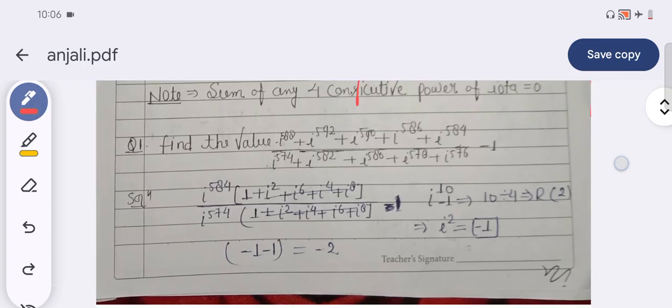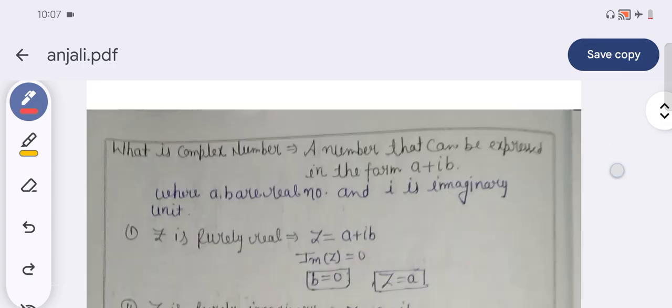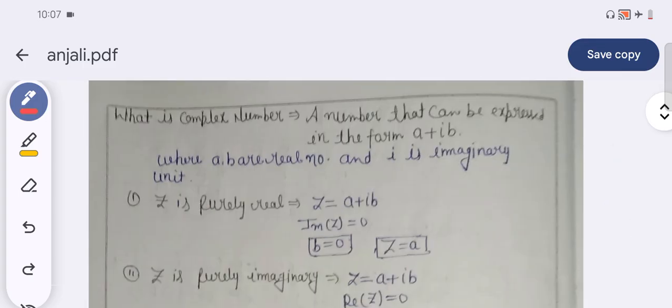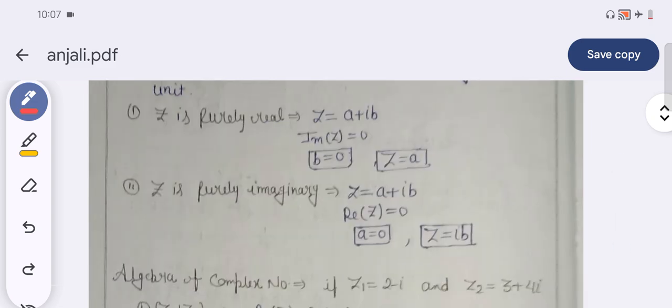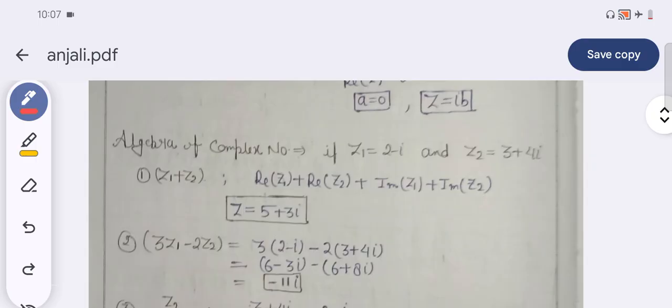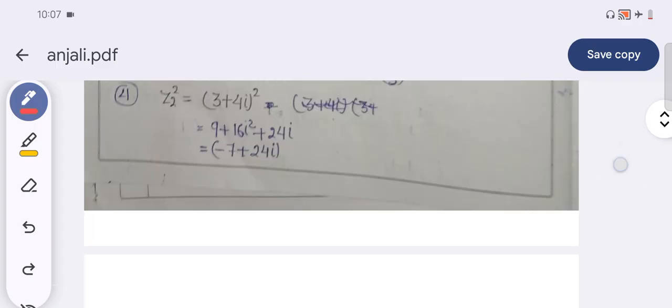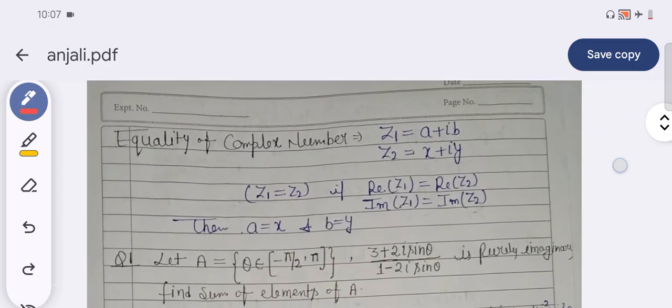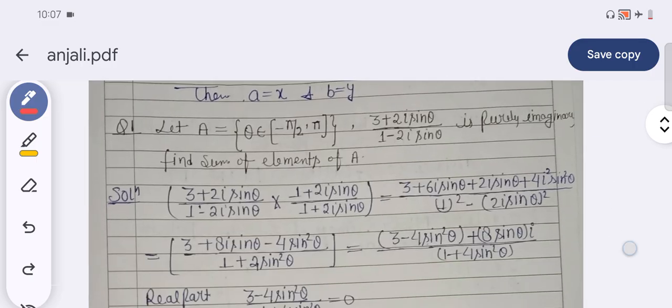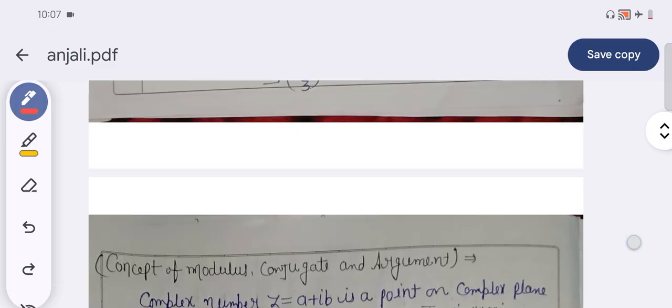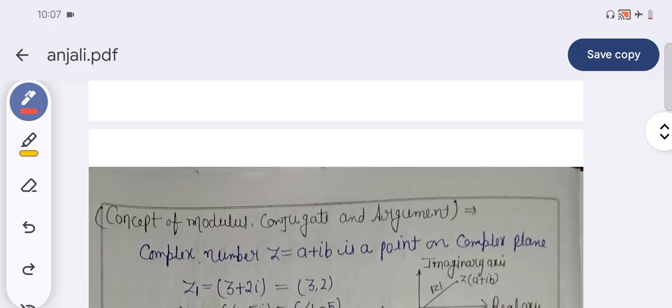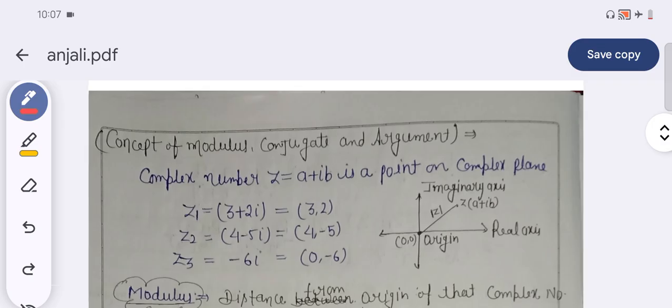It is clear. Then we studied what a complex number is, what is purely real and purely imaginary, and the algebra of complex numbers: when we add, subtract, or multiply two complex numbers, what our answer is. Then the equality of complex numbers. Next, we studied the concept of modulus and conjugate. So what is the value of the modulus?